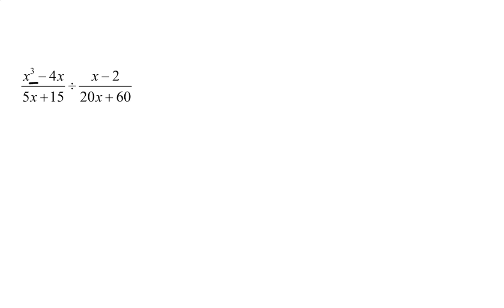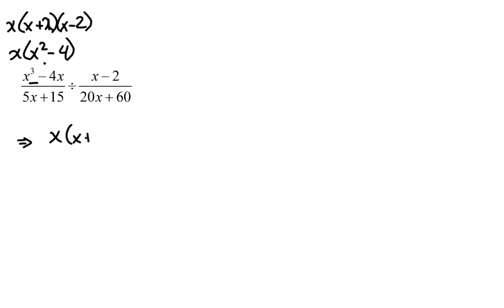This first numerator, we have a common factor of x, left with x times x squared minus 4 after I factor out an x. I still have a difference of squares. So x squared minus 4 can be broken into x plus 2 times x minus 2. So there's the first: x times x plus 2 times x minus 2. Second part of that first rational, the denominator, we have a common factor of 5 that can be factored out. So we're left with 5 bracket x plus 3.